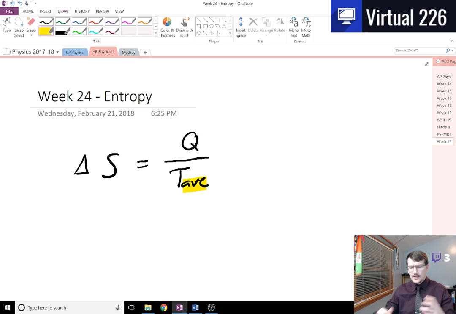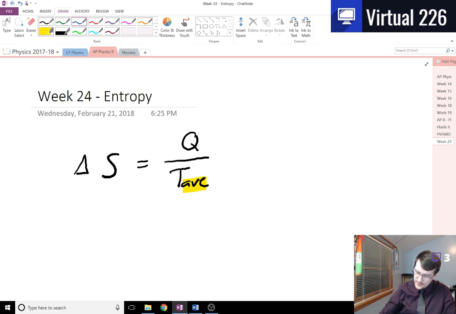This idea of a natural process trying to shift to a state of greater disorder or entropy was actually thought of originally by Clausius in the 1860s. So the idea has been around for a while. It's not something we just pulled out a month ago. But we have this equation here, delta S equals Q over the average temperature.